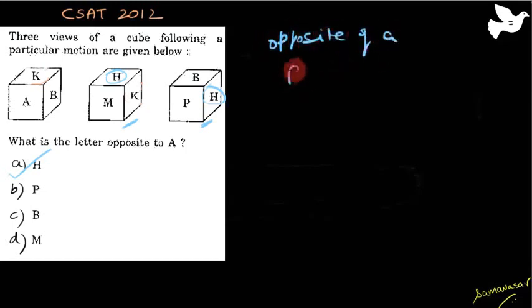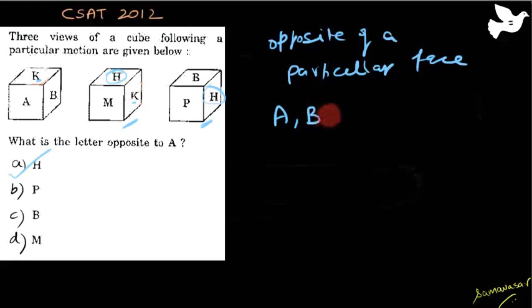So whenever I need to find the opposite of a particular face, what you would need is either two views in which that one alphabet or one symbol is common. So A is not common in any two cubes. So let's take something which is. So in this case, K is common between this cube and this cube. So if I just write down the alphabets that are given to me, they are A, B, K, M, H and P. Now we are trying to find out what is opposite to K.